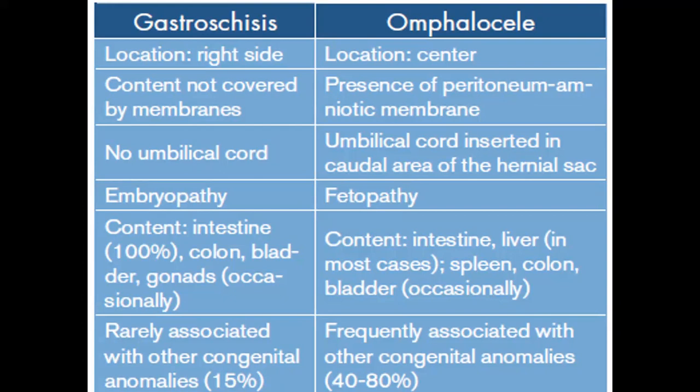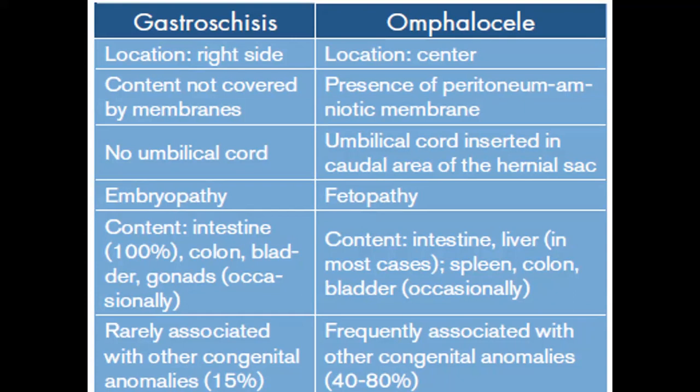In gastroschisis, the content is usually on the right side, and the contents are not covered by any membrane or any sac. All right, why is it not like that in omphalocele? Remember that there's no umbilical cord in gastroschisis, but in omphalocele, you may see the umbilical cord starts in another area of the inside. All right, this happens during embryology and this happens during fetal development.